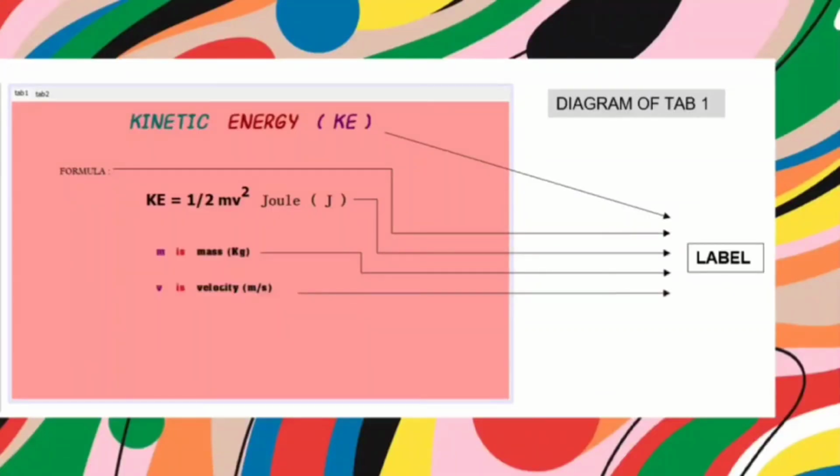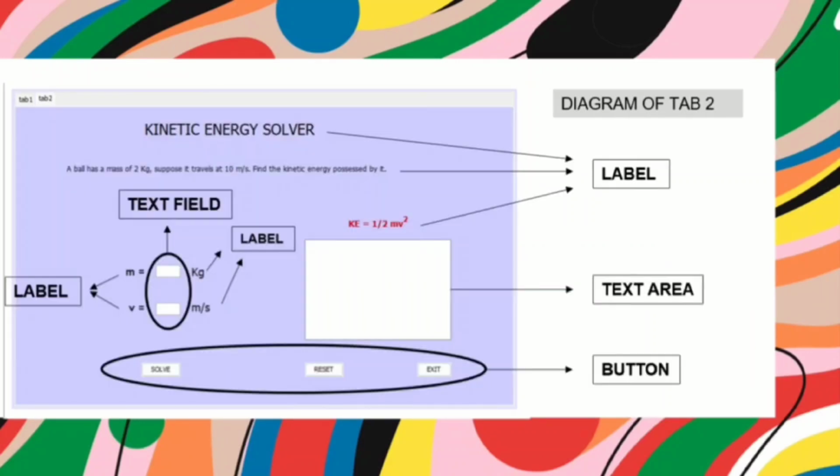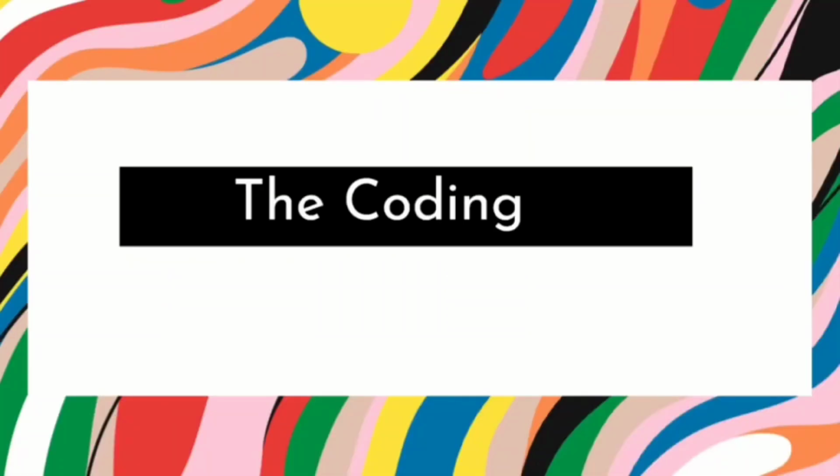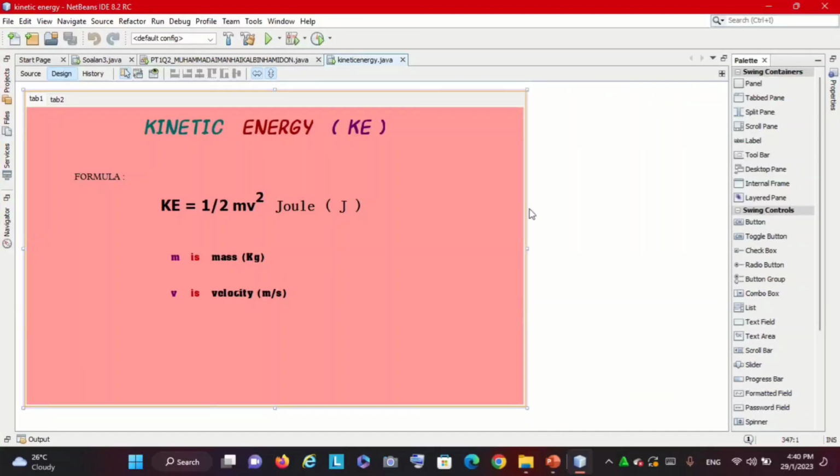For your information, in my design, I have used 2 tabs. And this is the diagram of my first tab, which is tab 1. In tab 1, the only palette that I use is label. We move to my second tab, which is tab 2. It is different from tab 1 because in tab 2, it is not only label, there's also text field, button and text area. And the most exciting part is here, the coding part.